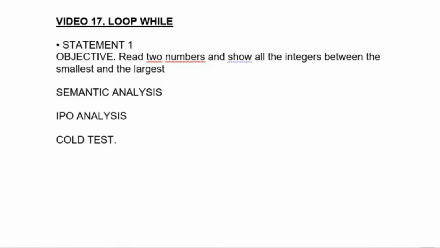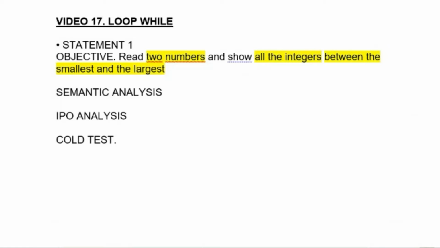Okay, let's see this example. We're going to solve this statement. The objective: read two numbers and show all the integers between the smallest and the largest. First step, the semantic analysis. Two numbers, we have to write what two numbers means. So all the integers and between the smallest and the largest.